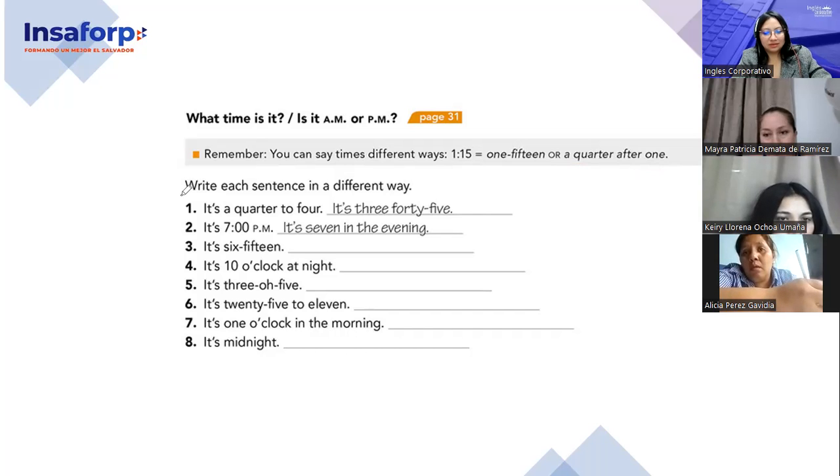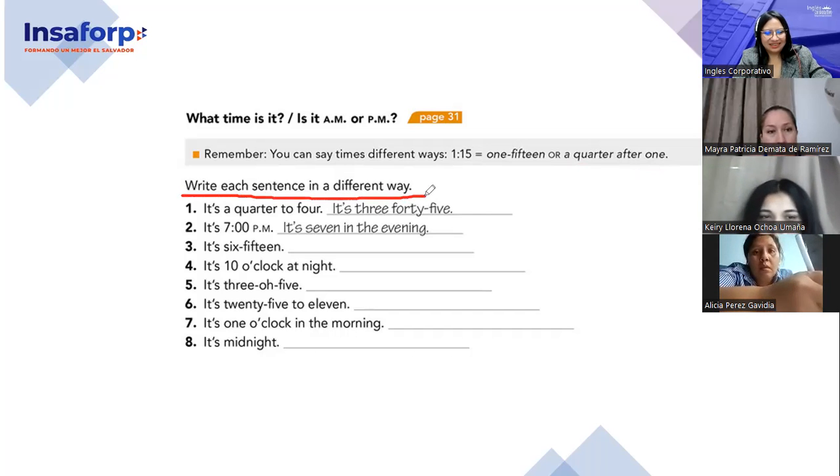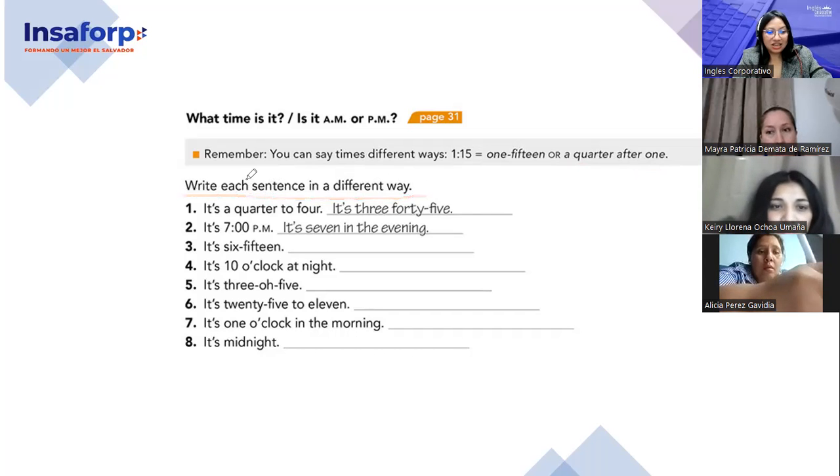¿Cuál es la indicación? Katie, what is the instruction for this exercise? Eso le iba a preguntar, teacher. La segunda palabra no sé qué significa ni cómo se produce. Each. ¿Y qué significa en español? Muy bien. Significa cada uno. Escribe cada uno. Sentence. Cada oración. En a different way. ¿Qué significa way? Manera. Forma. Escribe cada oración en una forma diferente.